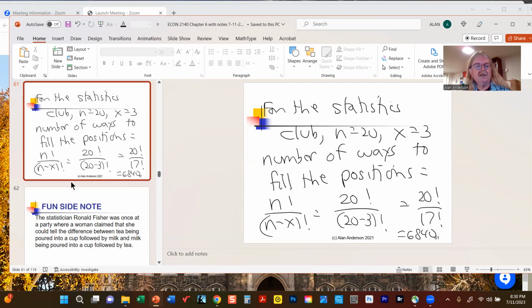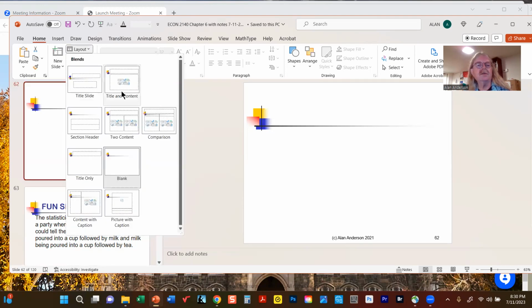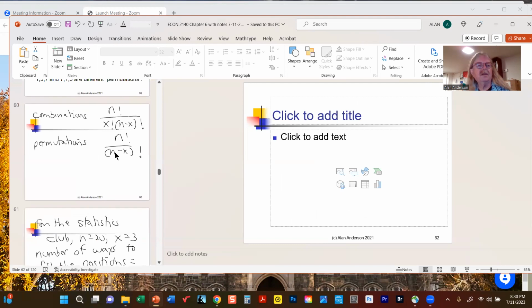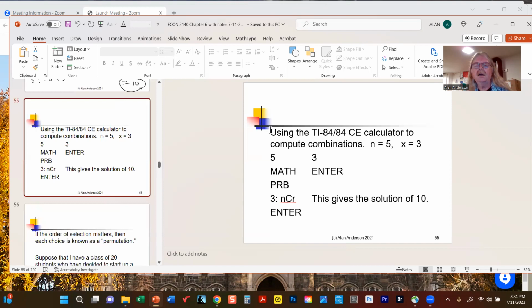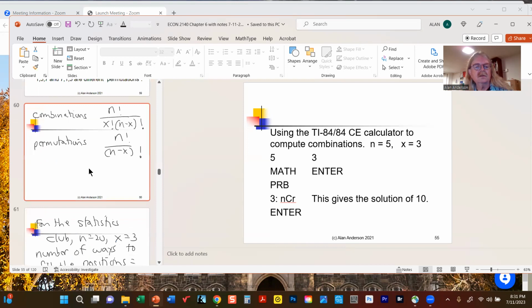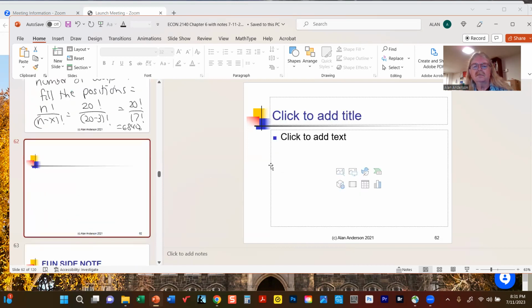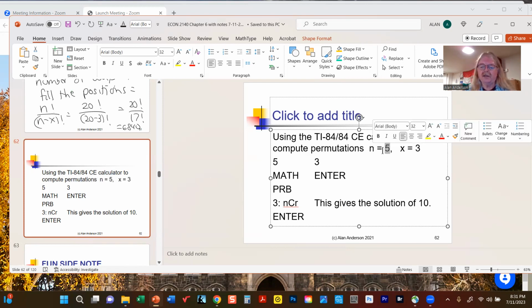Now, you can do that directly, or what you can do is follow the menus like we did before, but this time it's for permutations. Let me show you how that's different. It's only one difference. So for permutations, n is, in this case, 20 and x is still 3, actually.